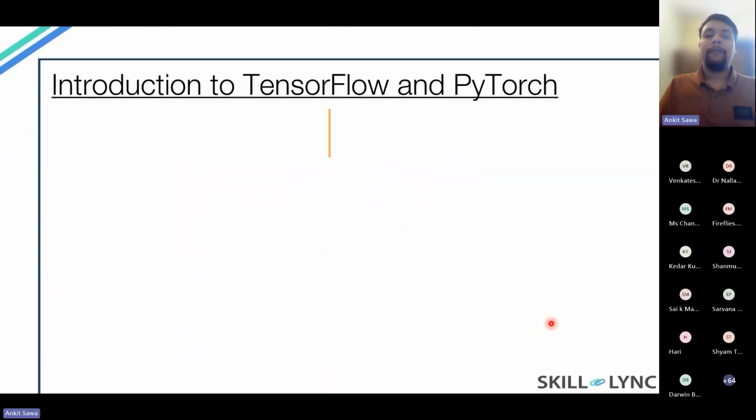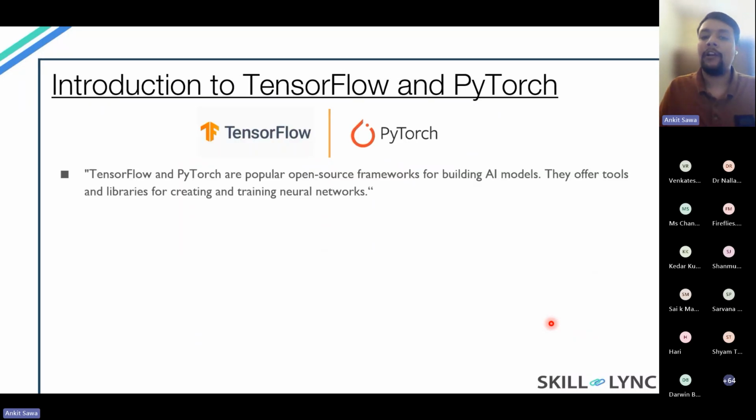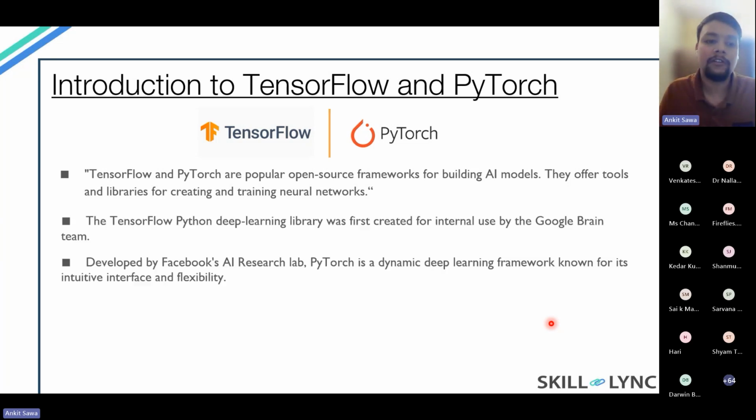Now we'll talk a little bit about TensorFlow and PyTorch. These are very popular open source frameworks for building AI models, specifically deep learning models. They offer tools and libraries for creating neural networks. It's not a programming language, it's a framework that we use to create deep learning models.